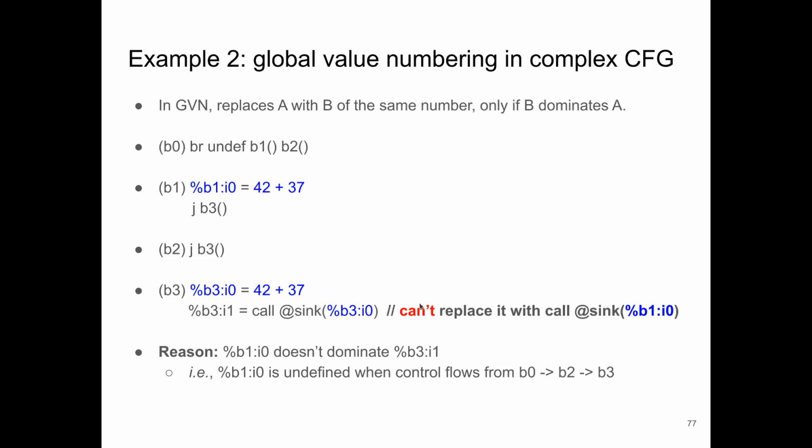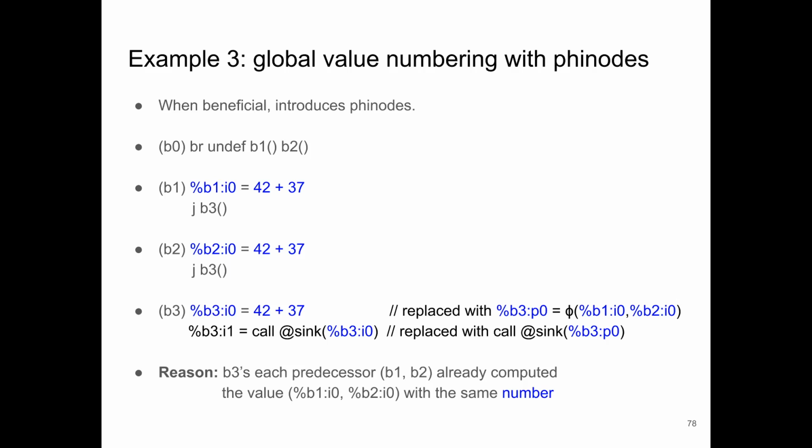So here is basically this example illustrating why I need to care about the domination relation and complex control flow graphs in the replacement of this global value numbering optimization.